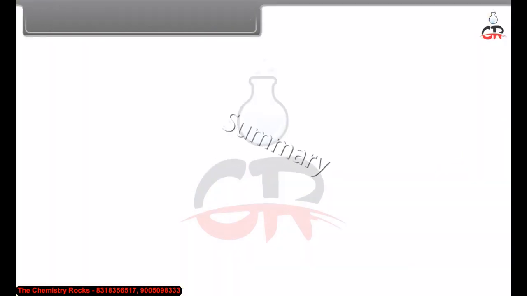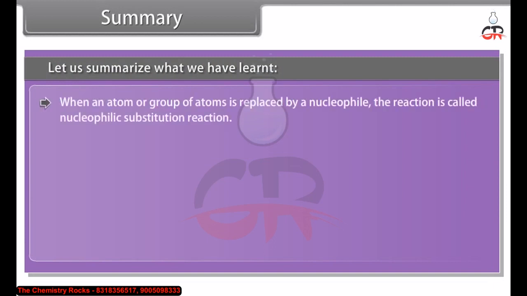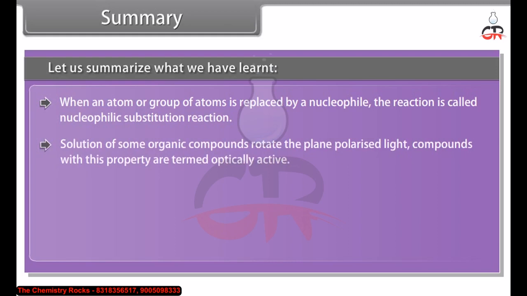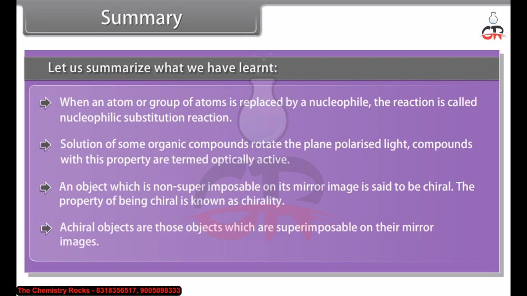Summary. Let us summarize what we have learnt. When an atom or group of atoms is replaced by a nucleophile, the reaction is called a nucleophilic substitution reaction. Solutions of some organic compounds rotate the plane polarized light, and compounds with this property are termed optically active. An object which is non-superimposable on its mirror image is said to be chiral. The property of being chiral is known as chirality. Achiral objects are those which are superimposable on their mirror images.